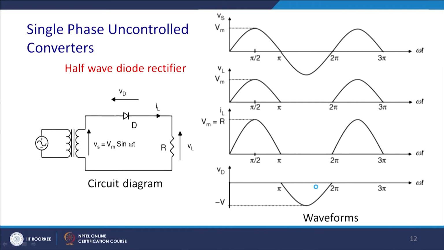Now, let us come to the first, simplest circuit configuration, that is the single phase uncontrolled half wave diode rectifier feeding a resistive load. What happens here is that the diode has to block the peak reverse voltage when it is not conducting. This is the voltage across the load, and this is the voltage across the diode.